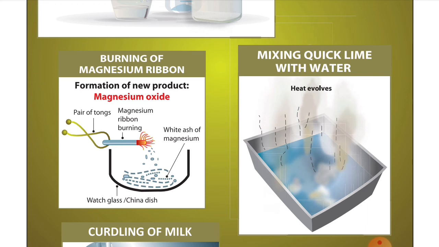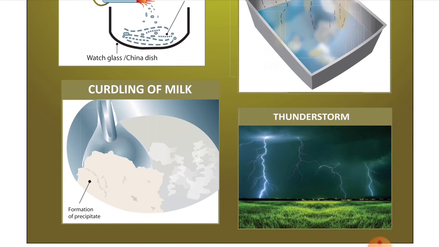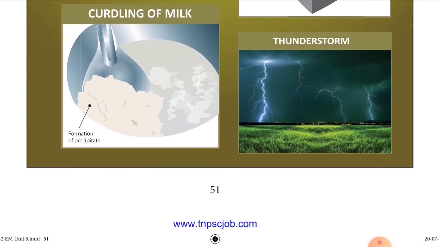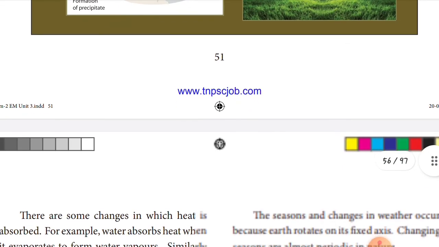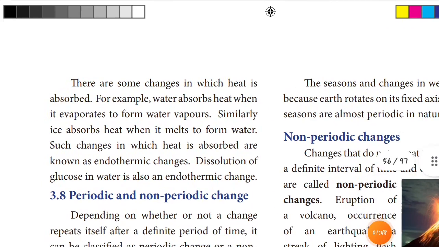Magnesium oxide, MgO. Mixing quicklime with water is also one of the chemical changes. See the curdling of milk into curd, one of the chemical changes. See the thunderstorm, children. This is one of the chemical changes. This is clear to you, children? And now let's move forward.